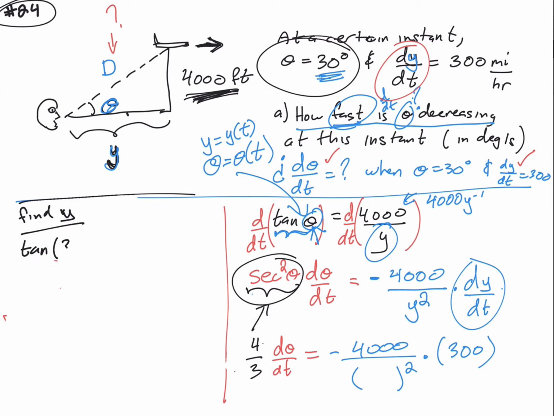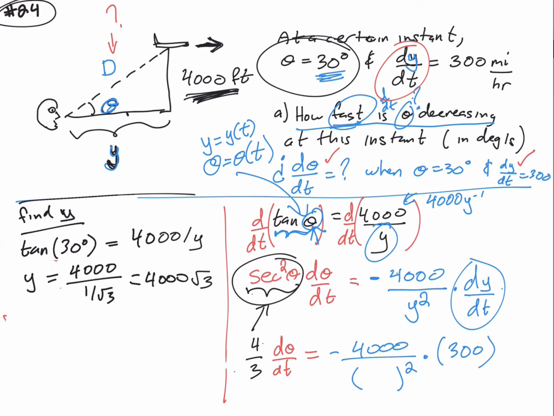So tangent of 30 degrees is 4,000 over y, right? So y is equal to what? 4,000 divided by tangent of 30. What is tangent of 30? One half over root 3 over 2, which is the same as 1 over root 3, right? Okay, so y is root 3 times, well, actually, let's do 4,000 root 3. Okay, so that's what y equals, so we'll put that right here, 4,000 root 3.